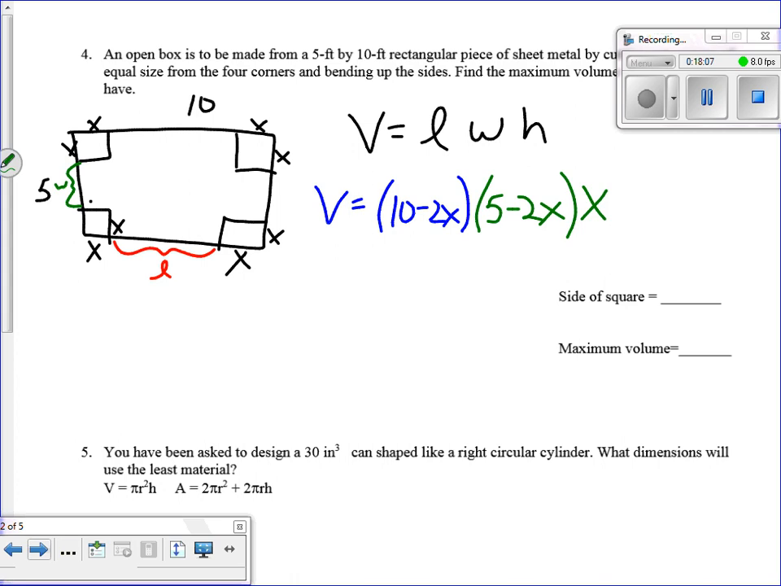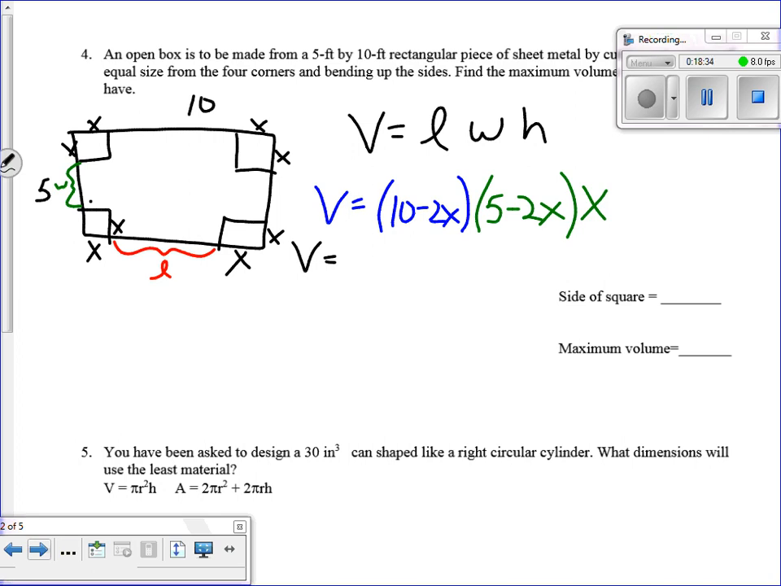Now, what's kind of nice about this problem is it's already in one variable. All you got to do is get the derivative, set it equal to 0. Bam. The only thing is we've got to multiply it out first. So if you multiply this out, you could distribute or use whatever box method for the first 2 factors and then distribute in the x.